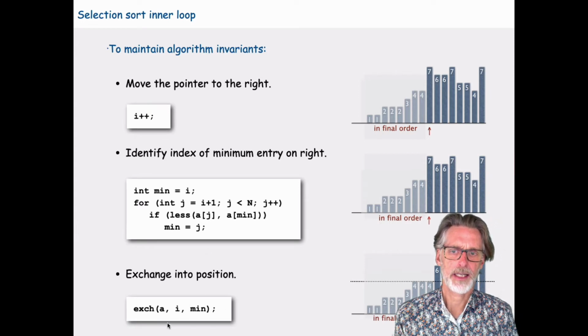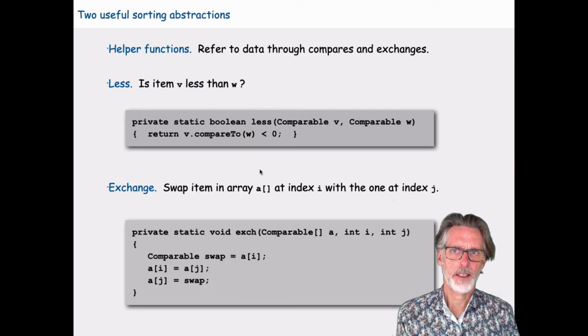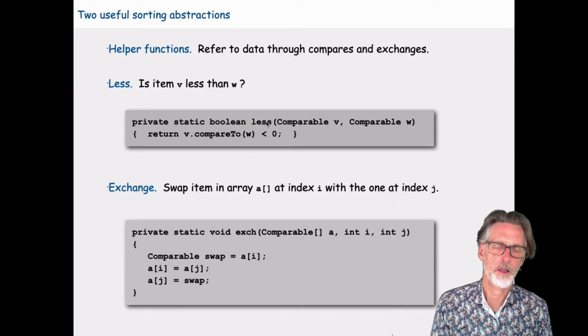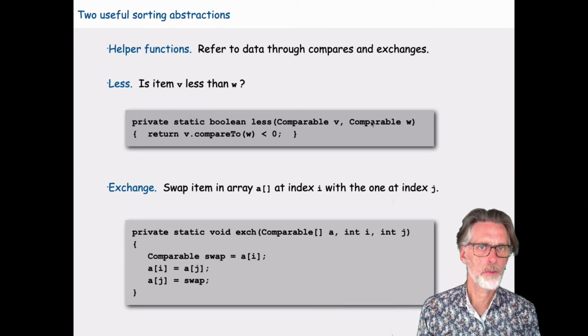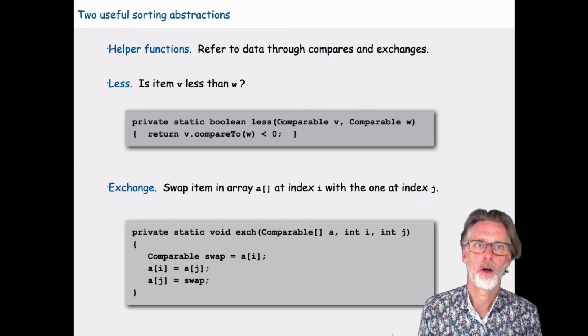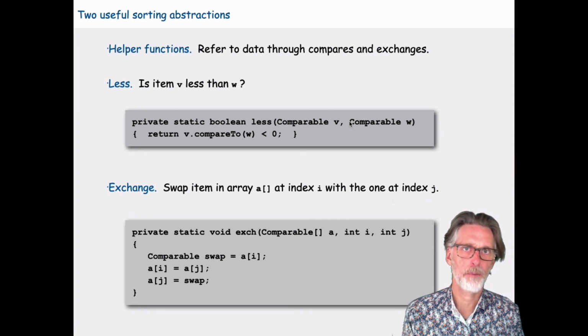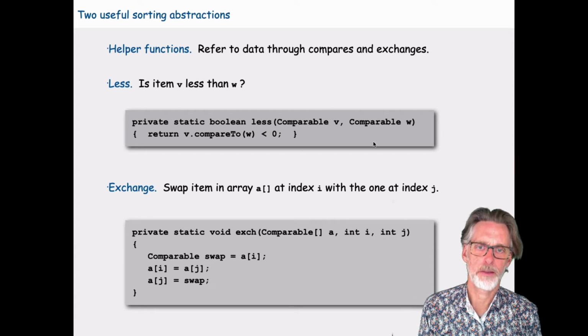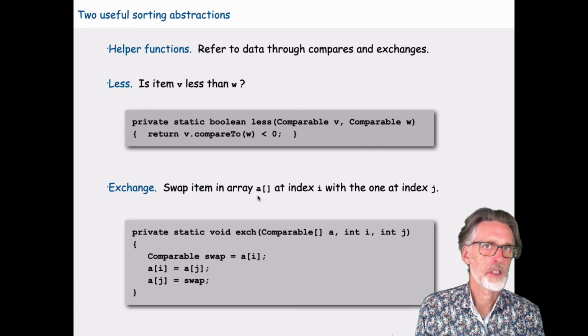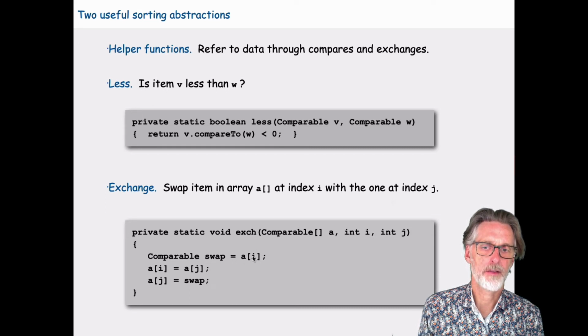These auxiliary methods, less and exchange, are implemented in the textbook to do the following. So the less method just takes two comparable things and compares them. This is using the natural order for the comparison. And in the actual coding, there's a variant that uses a comparator if you should provide one. The exchange method simply swaps two elements in an array. It's a pretty standard algorithm. I take the ith element and store it in a temporary, then I overwrite the ith element, and then I copy the temporary back into the jth element.